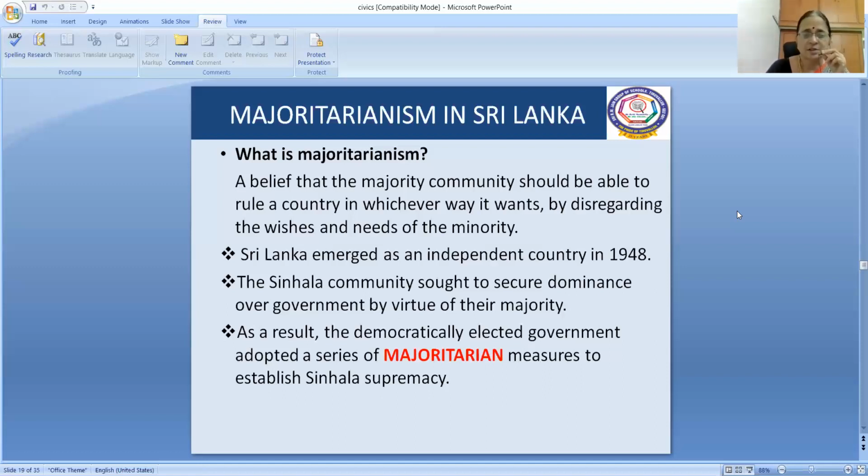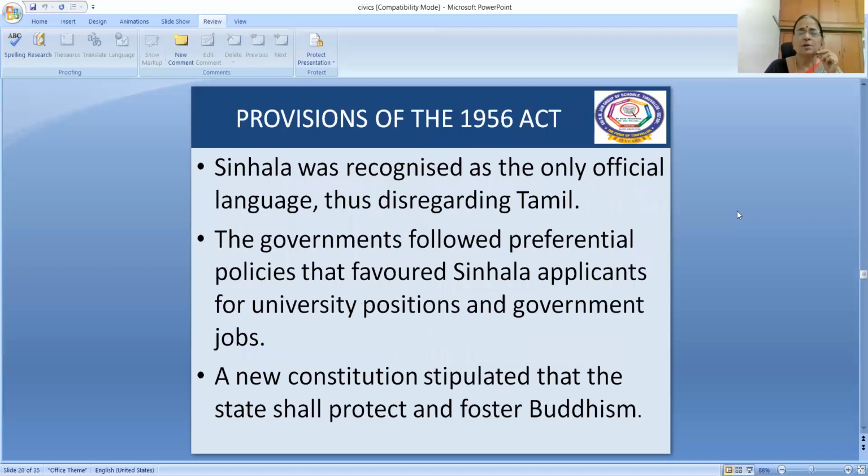So as a result, the democratically elected government adopted a series of majoritarian measures to establish Sinhala supremacy. So the majority community wanted to dominate through the act that was passed in parliament. They adopted the majoritarian measures to establish the Sinhala supremacy, the majority community supremacy. So what did they do to establish the Sinhala supremacy? The Sri Lankan parliament passed a law in the year 1956. It's known as the 1956 Act. So let's see the three major provisions of the 1956 Act.